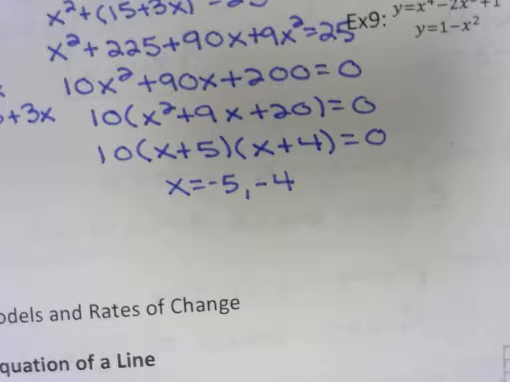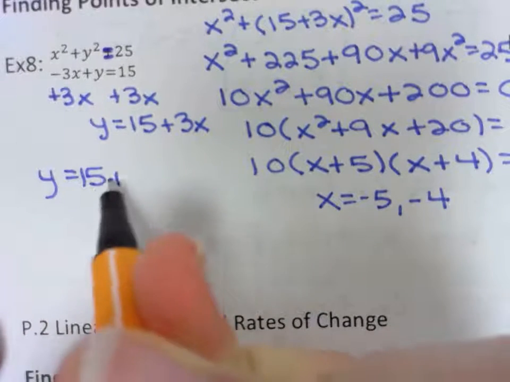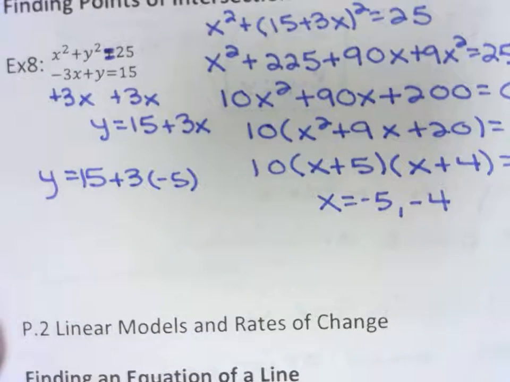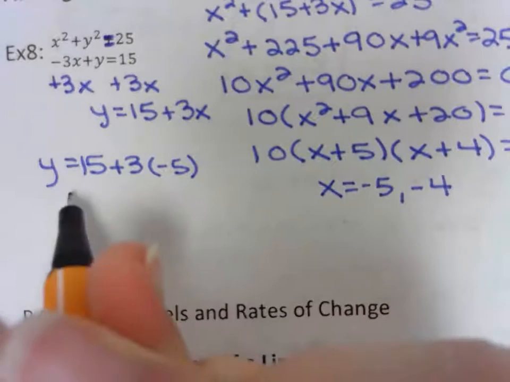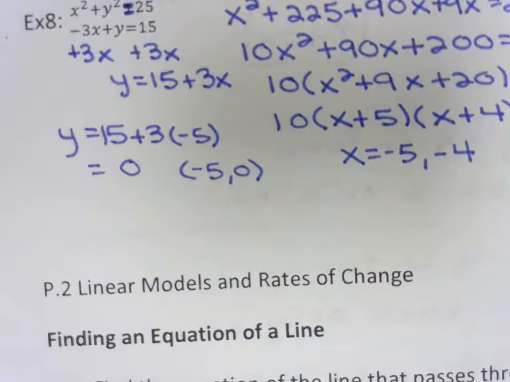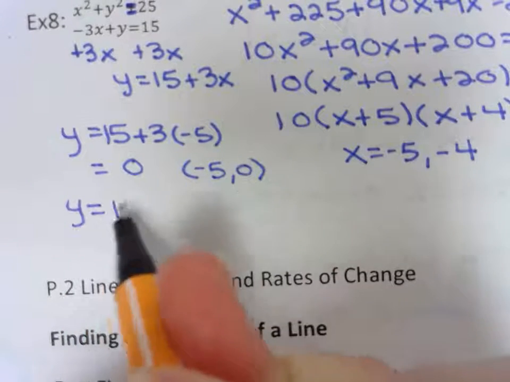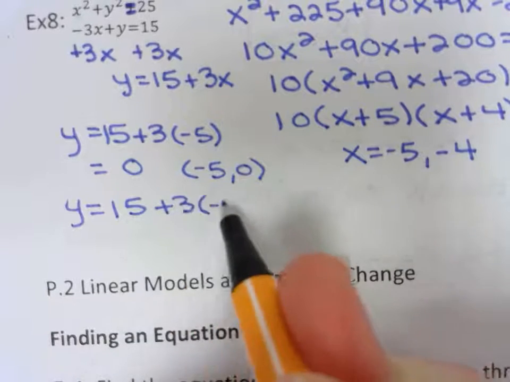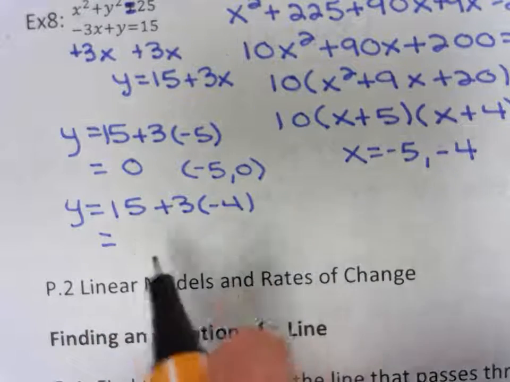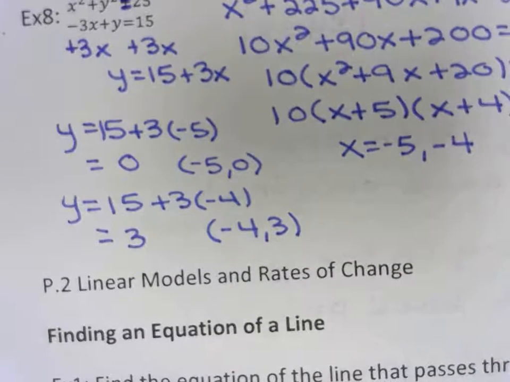Plug it in. Now, don't make your life any harder than it needs to be. If I want to find y, plug it into the equation that's already y equals 15 plus 3 times -5, which will give me 0. So (-5, 0) is 1 intersection point. And if I plug in -4, 15 plus 3 times -4, that will give me back 3. So (-4, 3) is your other intersection point. Done it before, just might be a little more complicated.